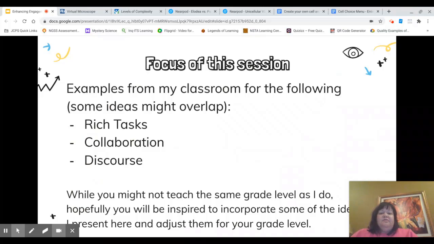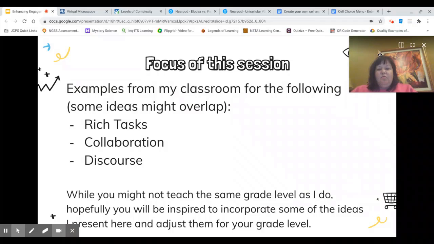So today, the focus of this session is that I'm going to show examples from my classroom for the following: rich tasks, collaboration, and discourse, and some of those ideas are going to overlap. I might say I'm talking about collaboration, but it might also be referring to rich tasks. A lot of these things just kind of intertwine.